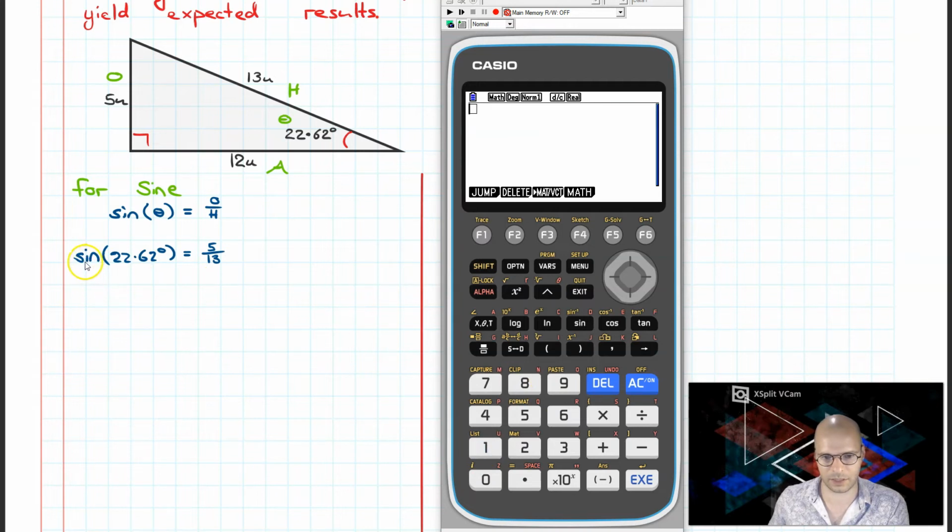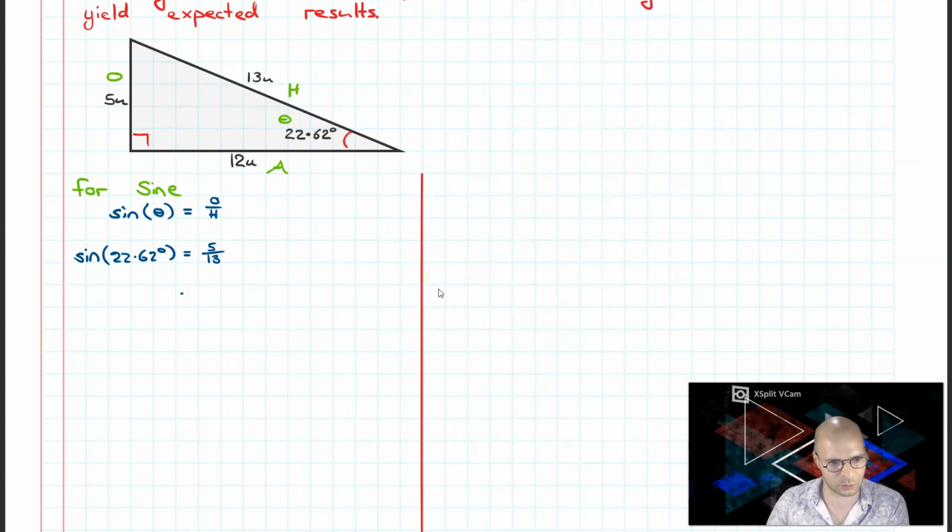Now the next step is I'm going to put in sine 22.62. I don't have to use the parentheses here, but I always like to use them because it reduces ambiguity and there's less chance of error when I'm putting problems in. So I just put this in like so, and then I'll go execute, and it's going to tell me this decimal over here. So what we can see is that sine 22.62 is equal to 0.38. So we'll go 2 decimal places.